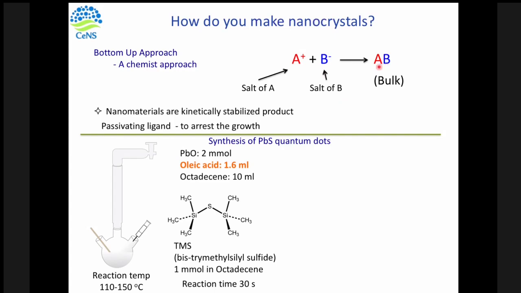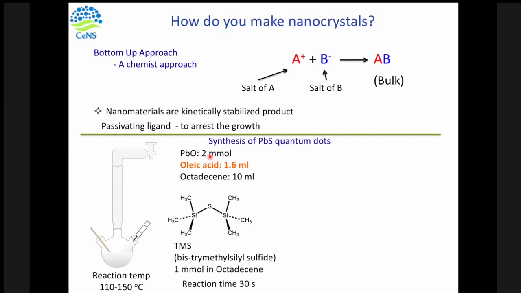So we need some salt of A. That's what we have taken, lead oxide, and the sulfur salt is bis(trimethylsilyl) sulfide. Now in the reaction we need to get Pb2+ and S2-. This compound easily breaks. It does not have any issues. It is a highly reactive compound, the sulfur precursor. Whereas lead oxide does not react immediately.